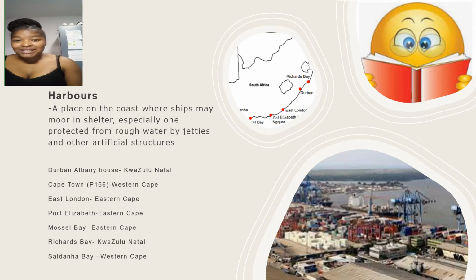South Africa has the following harbors: the Durban Harbour in KwaZulu-Natal, Cape Town Harbour in the Western Cape, East London in Eastern Cape, Port Elizabeth in Eastern Cape, Mossel Bay also in the Eastern Cape, Richards Bay in KwaZulu-Natal, and lastly the Saldanha Bay in the Western Cape.